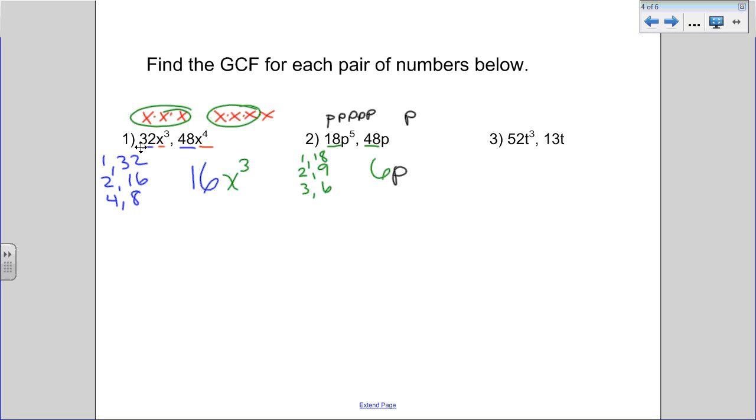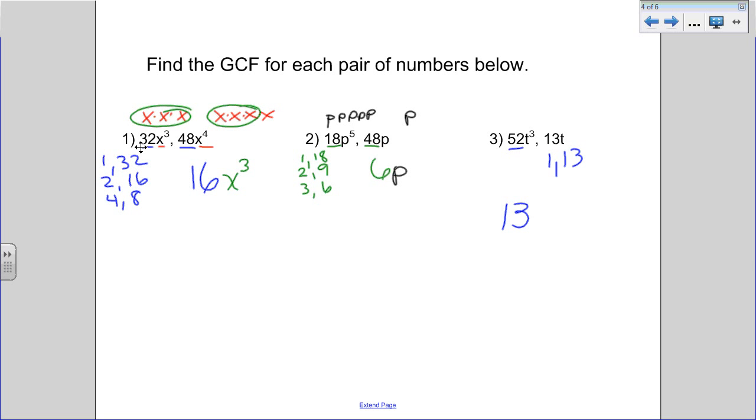Let's look at, what are the factors of 13, ladies and gentlemen? 1 and 13. Does anyone know what we call a number like that that only has those two factors? Prime numbers. We like prime numbers. We like prime numbers a lot. Does 13 divide into 52? So our greatest common factor for the coefficients is 13.